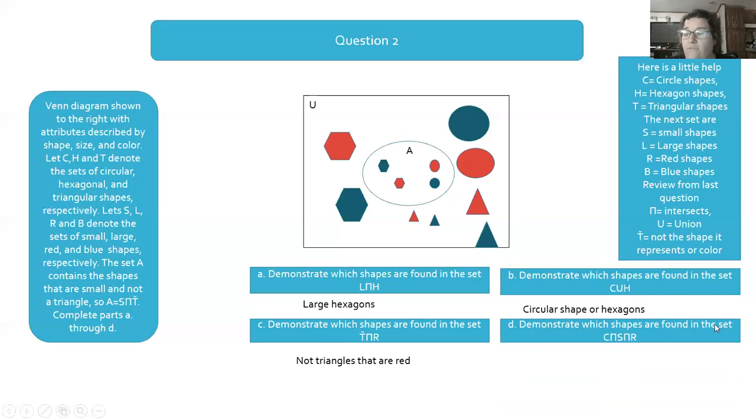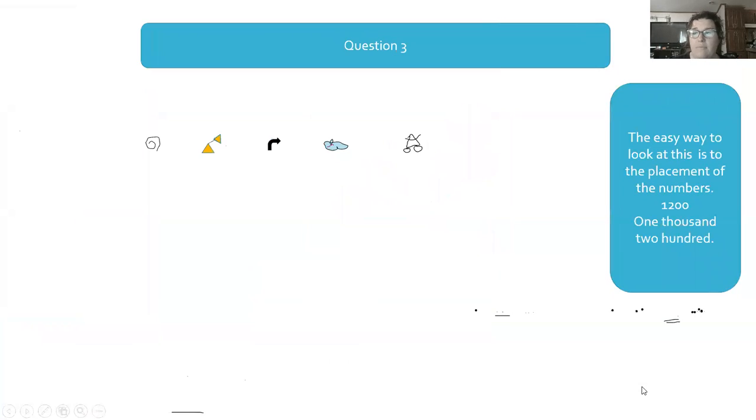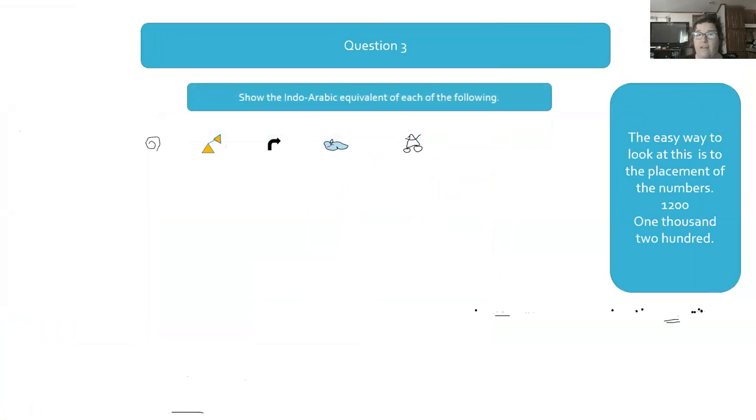Demonstrate which shapes are found in the set C intersects S intersects R. So we look up here, we look in our Venn diagram, circular and small and red. That's what we get from here. Okay, question 3 is going to be fun.